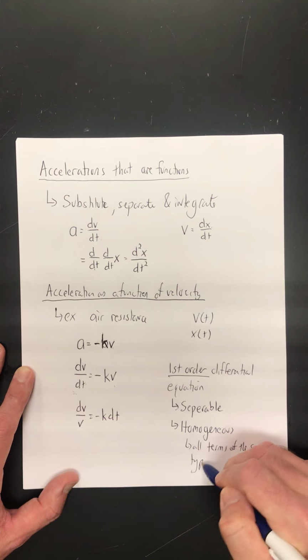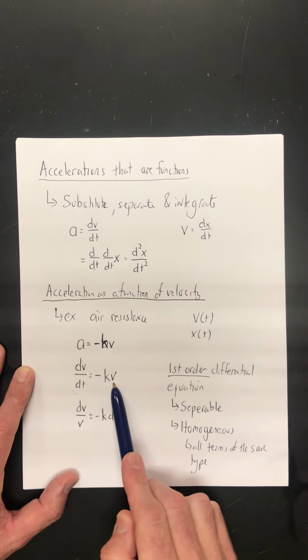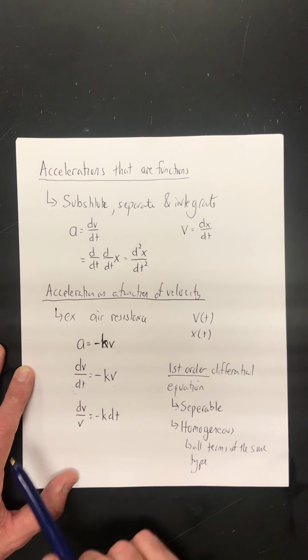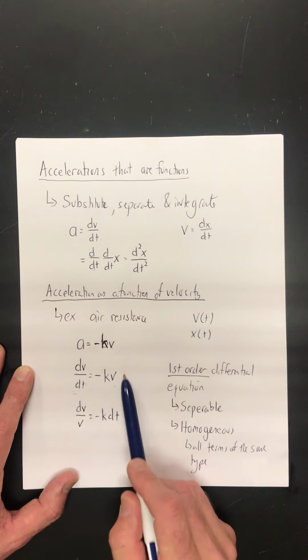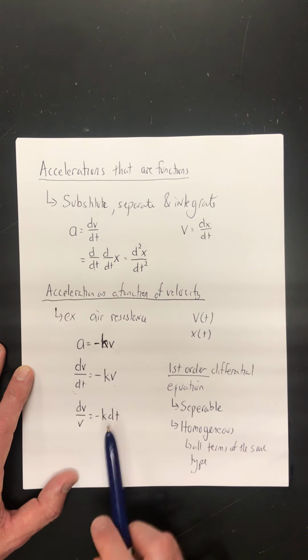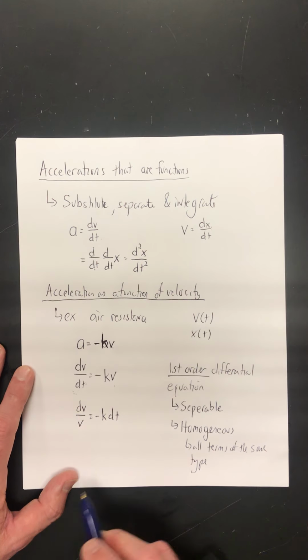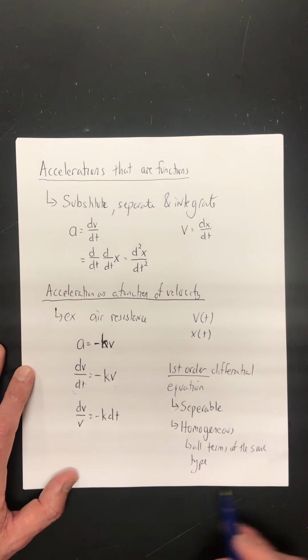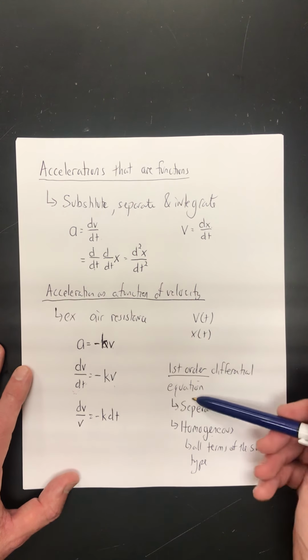What type is that? Well, each term, when it was in this form, had a v in it, right? There was no extra, like no plus 6 here, no plus x squared or plus t. Every term had the same variable in it, that v variable. And so that's what it means for this to be homogeneous. All right, so it is a first order separable homogeneous differential equation.